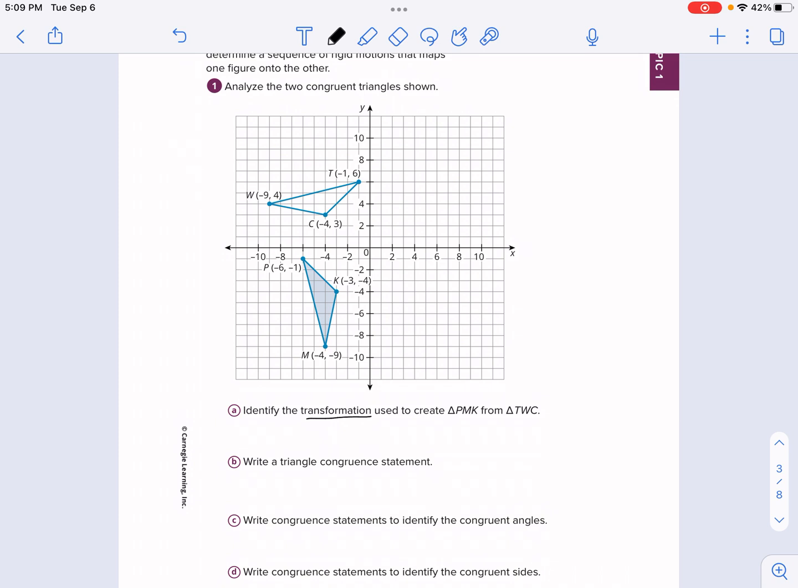I'm going to circle it, but you don't have to circle it. And from this other triangle, so we're going from the unshaded to the shaded. Now, we're using any transformation. I know we just worked on rotation, and this actually turns out to be a rotation.